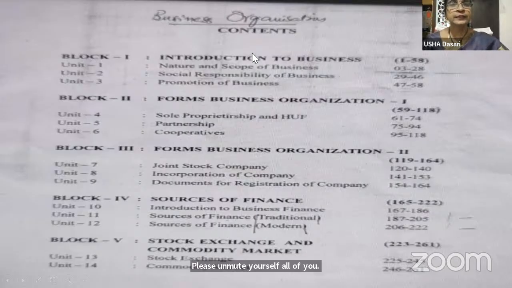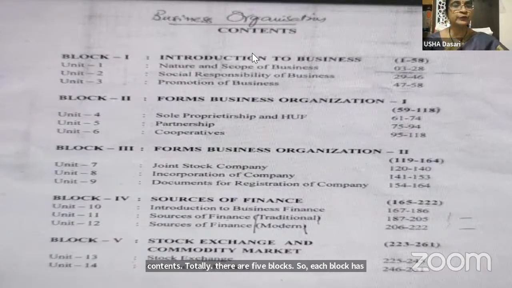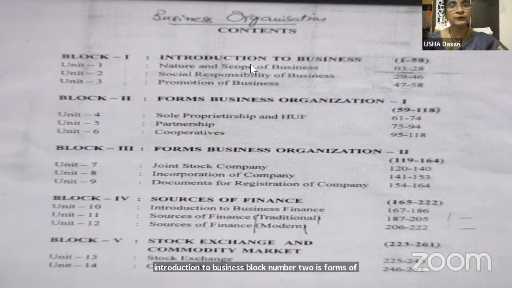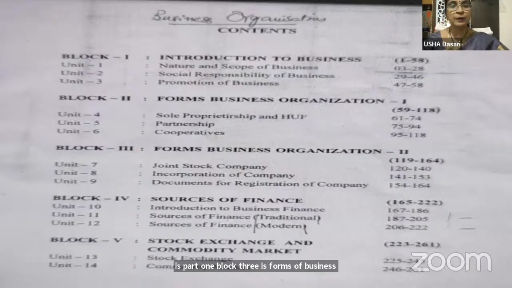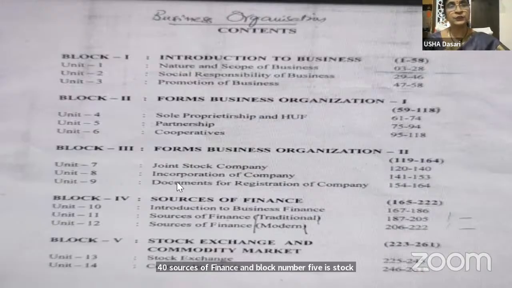Okay. So here, this is the syllabus or the contents. Totally, there are 5 blocks. Each block has three topics. Block number 1 is introduction to business. Block number 2 is forms of business organization, part 1. Block 3 is forms of business organization, part 2. Block number 4 is sources of finance. And block number 5 is stock exchange and commodity market.